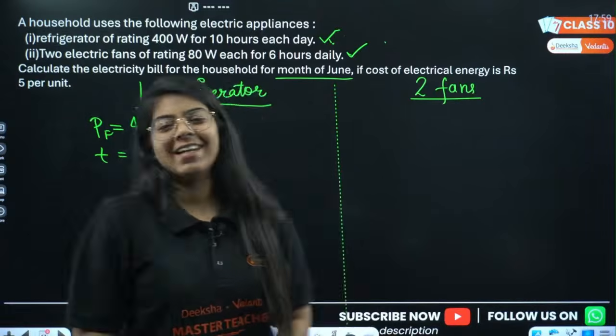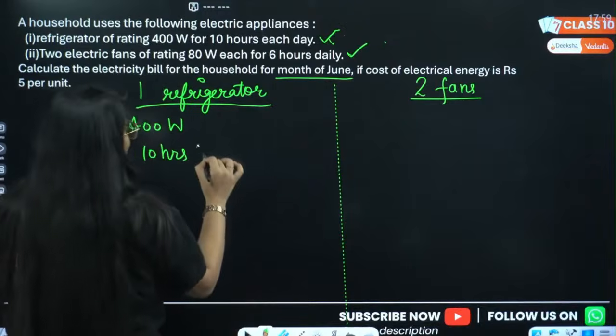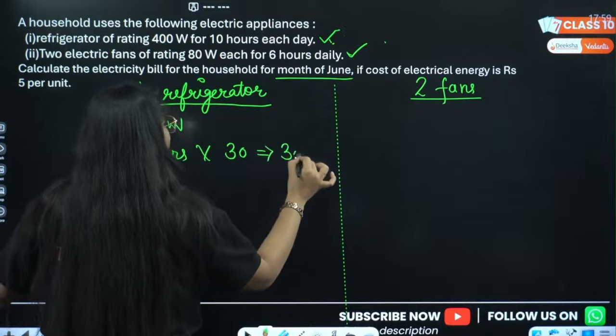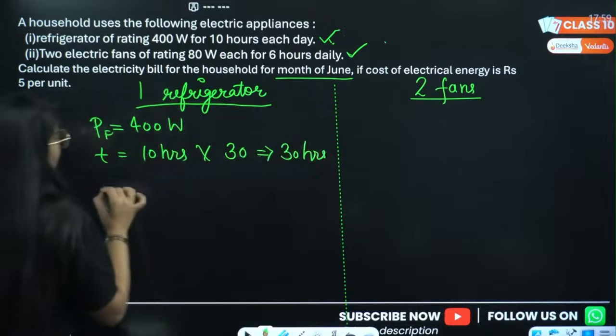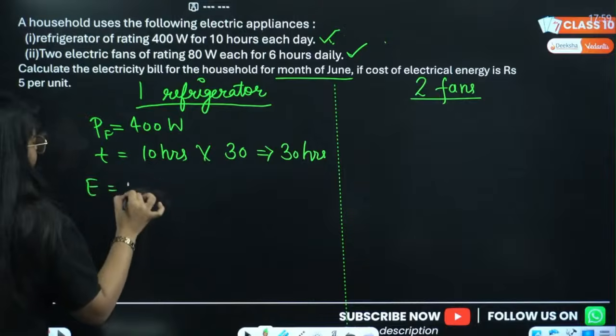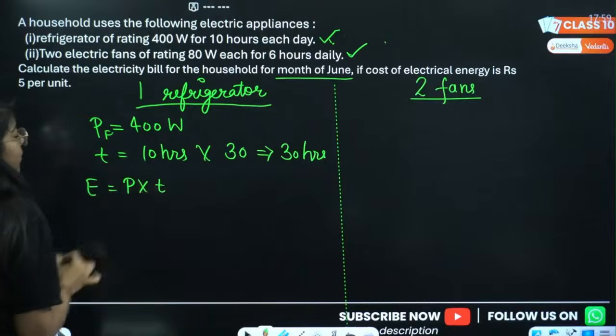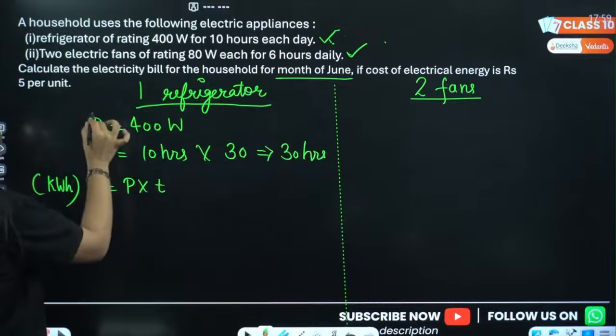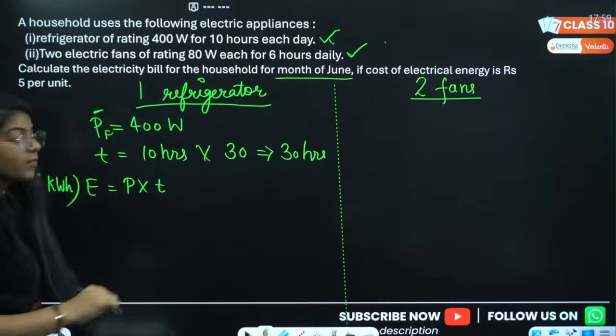June has 30 days. Very good. This is the main point of this whole question. June has 30 days, so the total will be 300 hours, right? So electrical energy will be power into time. But the unit of electrical energy is kilowatt hour, so we have to convert power into kilowatt first, right?